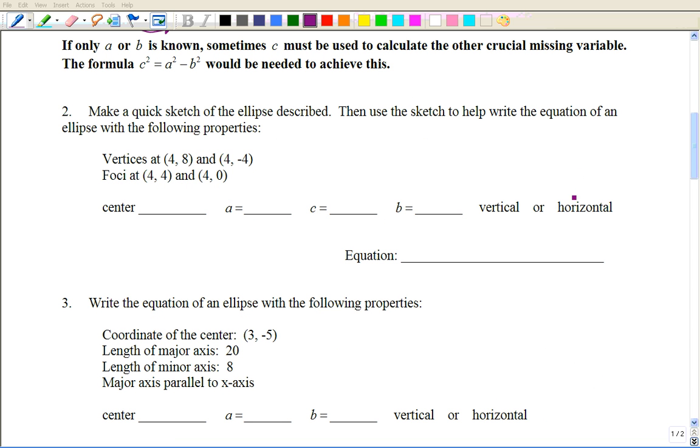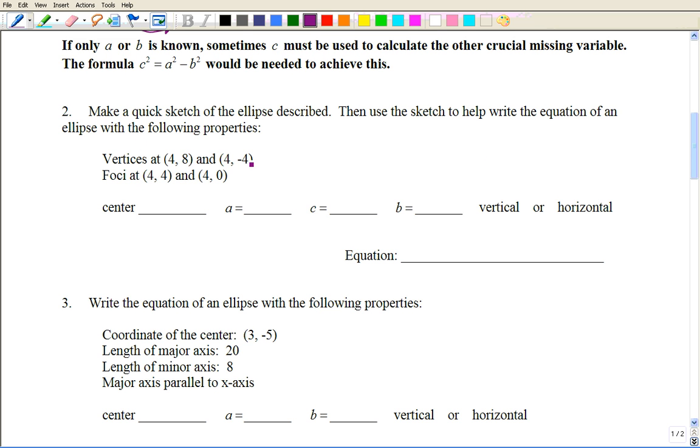If only A or B is known, sometimes C must be used to calculate the other crucial missing variable. We can use the formula C squared equals A squared minus B squared to achieve this. So here's number 2. Let's make a quick sketch of the ellipse described and use the sketch to help write the equation of an ellipse with the following properties.